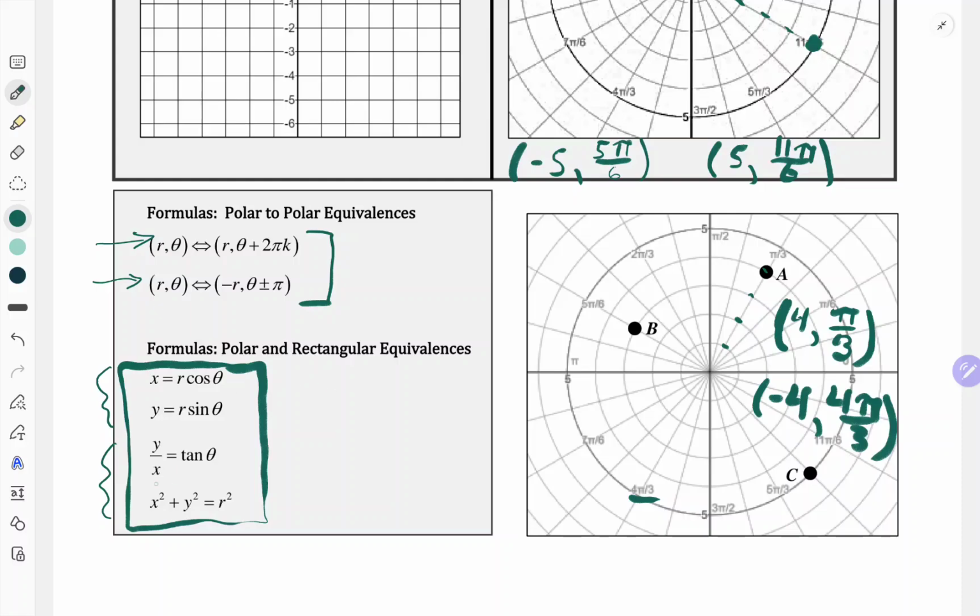The other way, right, if I have an x and y and I want to find the r and the theta, then I use these bottom two. So knowing x and y, then I'll use these bottom two to figure out what is the r, what is the theta that goes with it. And that direction is a little trickier, so we'll go through that here in a second.